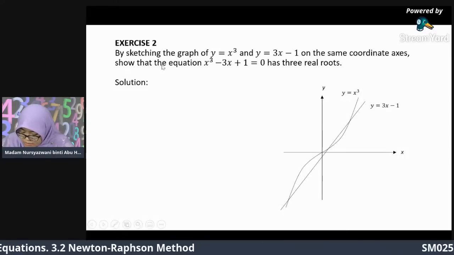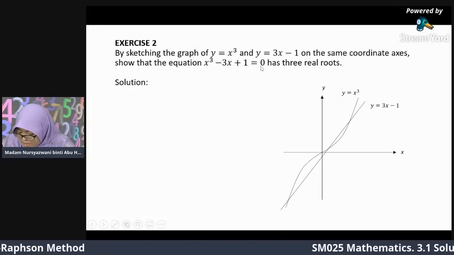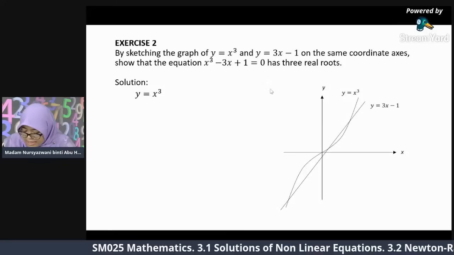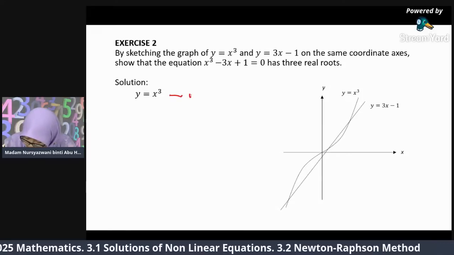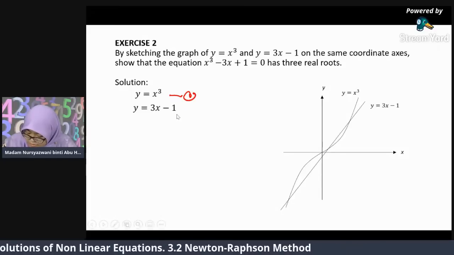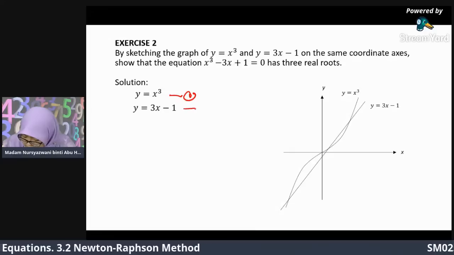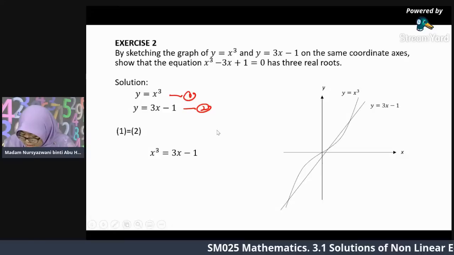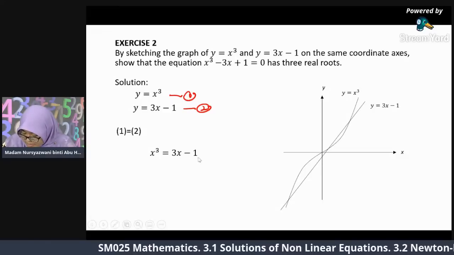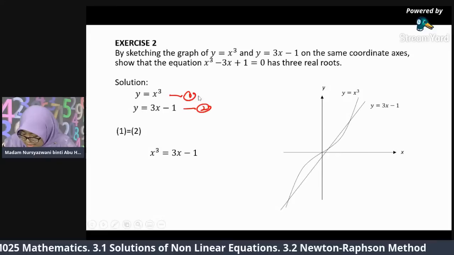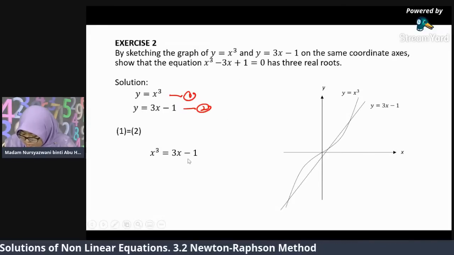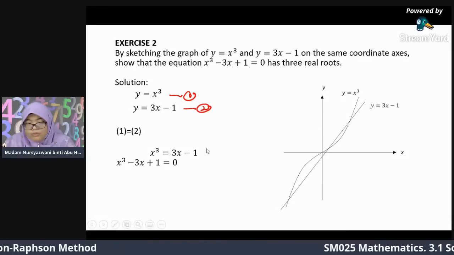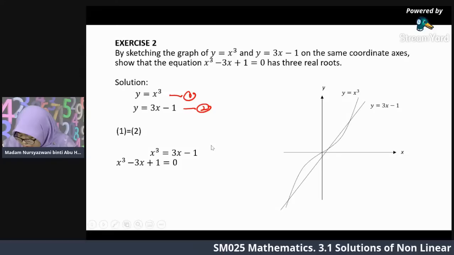Okay. How to show the equation x cubed minus 3x plus 1 equal to 0? Sama seperti tadi, kita ada y equal to x cubed. So this is the first equation. And we have y equal to 3x minus 1, this is the second equation. So we equate the first and second equation and we get x cubed equal to 3x minus 1. So nak samakan dengan equation yang diberi pada soalan, we move 3x minus 1 to the left hand side and we get x cubed minus 3x plus 1 equal to 0.